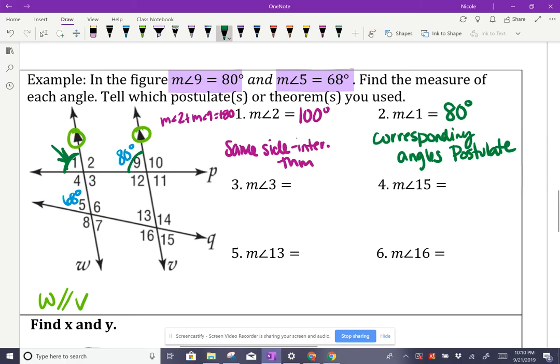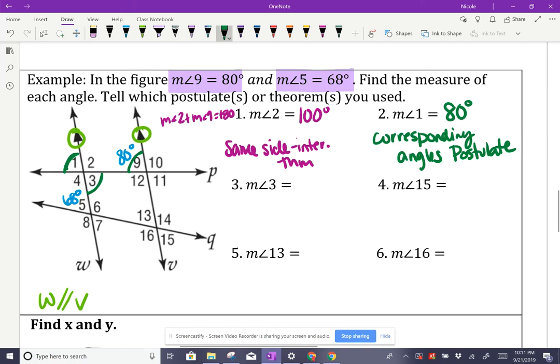Okay, let's knock out another one. Let's see what we have. The measure of angle 3. Well, angle 1 and angle 3 is an option. They're vertical angles. We also know that angle 3 and angle 9 are same side interior angles.